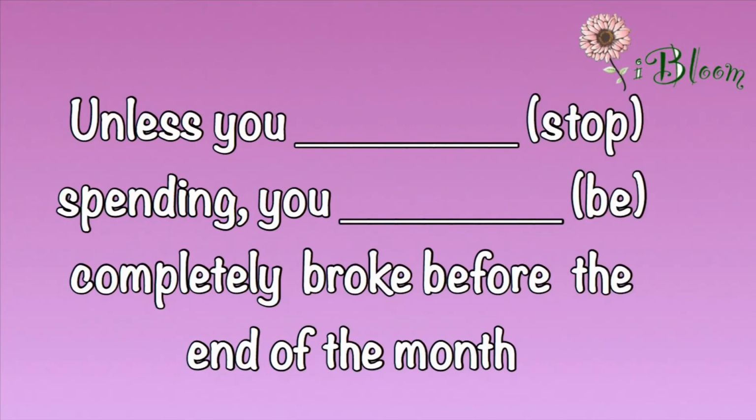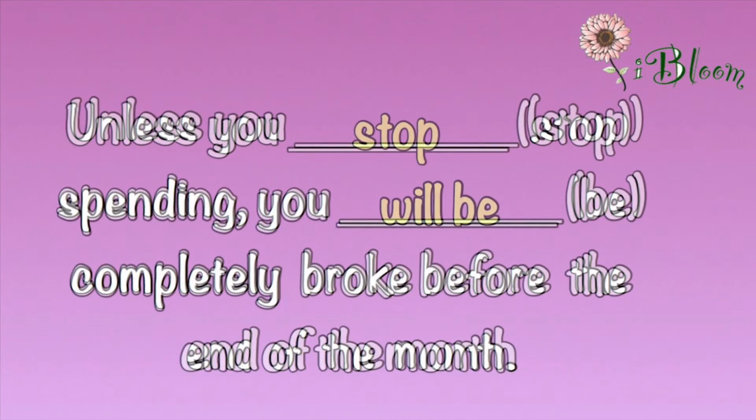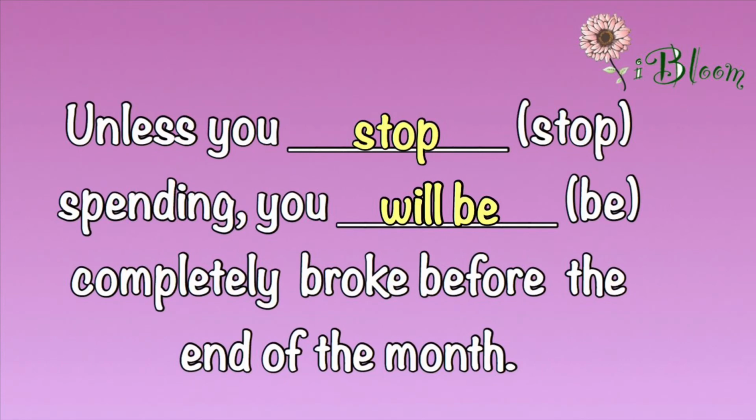Unless you, and we have the verb stop, unless you stop spending, comma, you, another verb be, you will be completely broke before the end of the month. Good job! Unless you stop spending, comma, you will be completely broke before the end of the month. The result here is in the future.